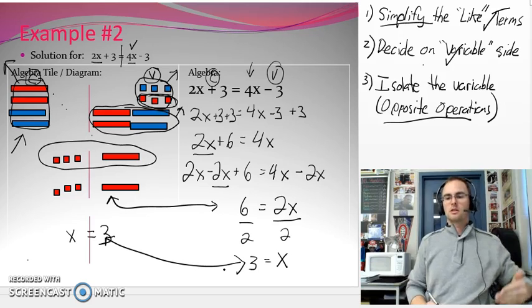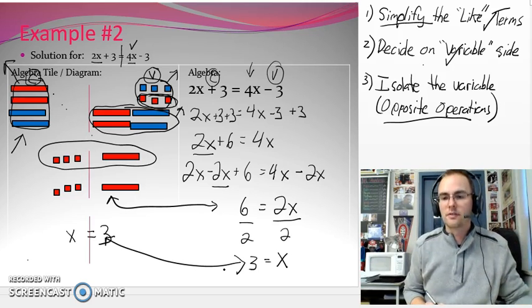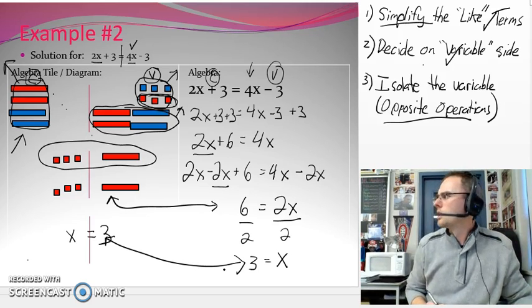0 pairs is essentially isolating the variable using opposite operations.